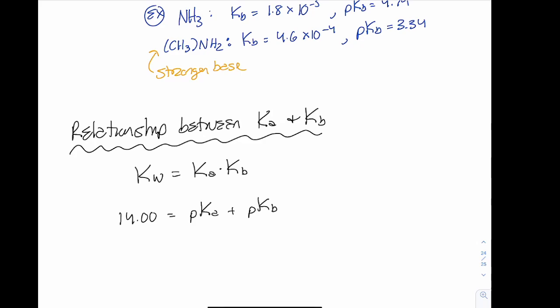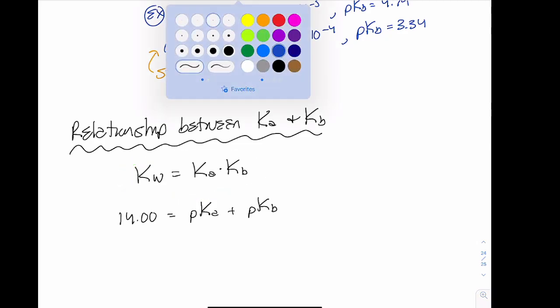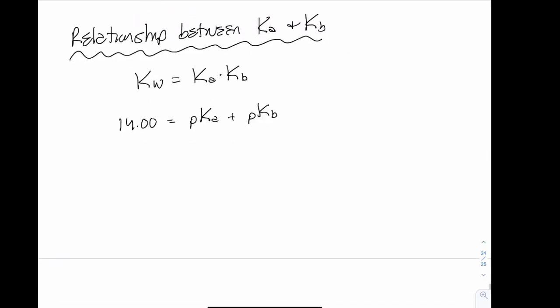Sometimes you'll be given a base and then you'll be given a Ka. It would be the Ka of the conjugate acid. And if you need to determine the pH of that base, then you can use this expression to figure out the Kb. And we can do an example like that. It's probably good to do another example.